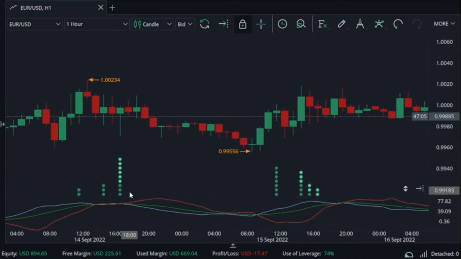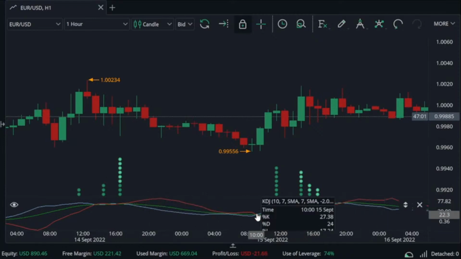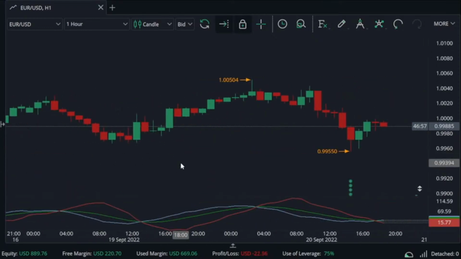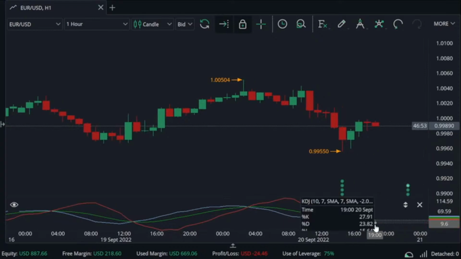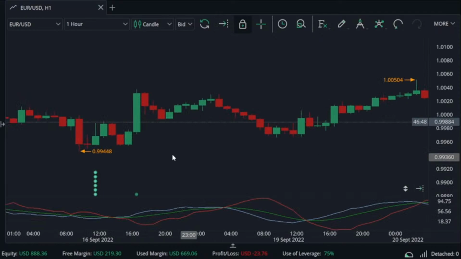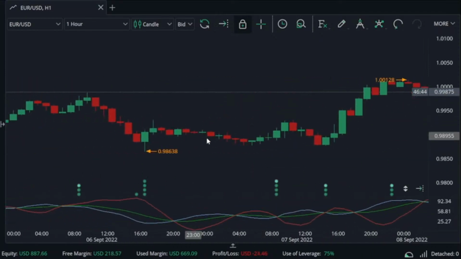So here we had these indicator signals generated, and these signals have been kind of reliable. Now in today's session we are seeing this change on the buy side, so it will be interesting to see how far this indicator signal is going to sustain.